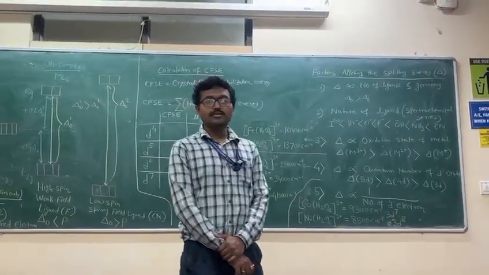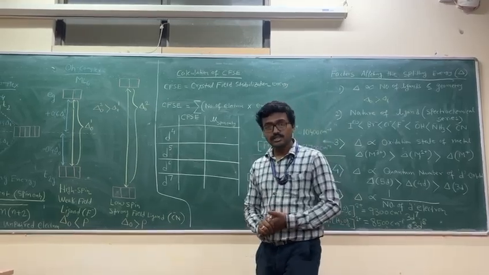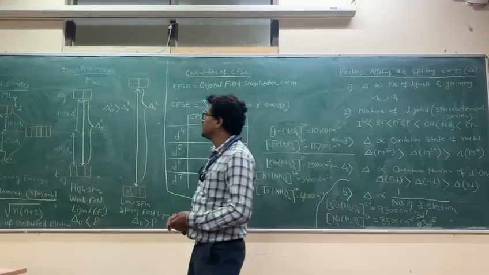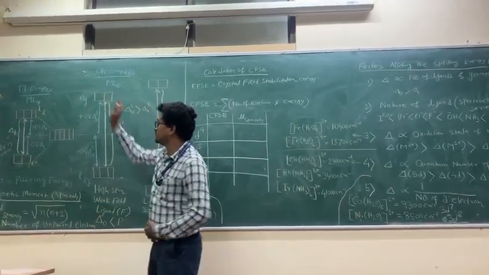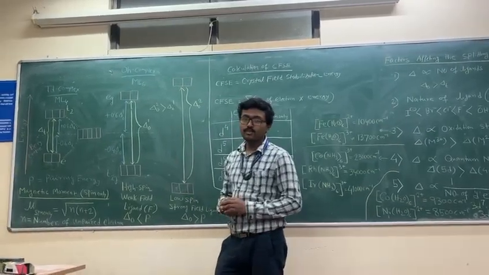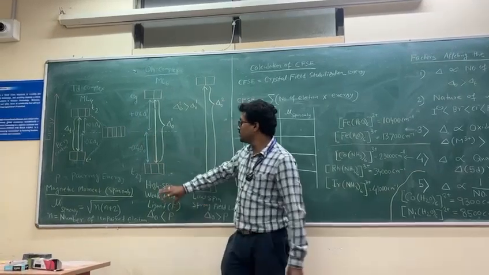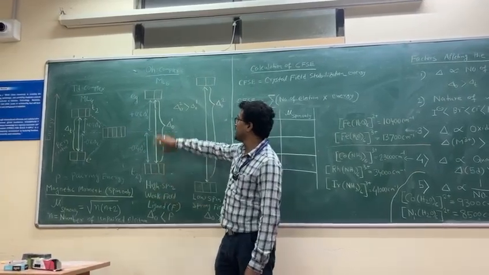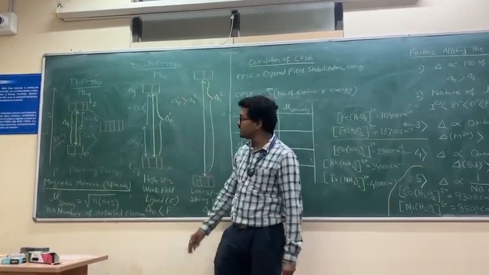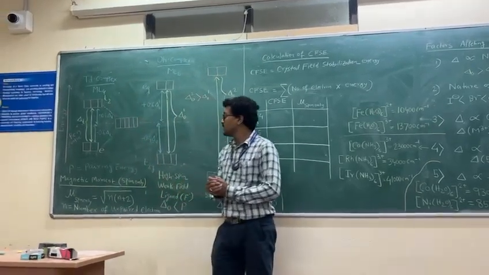So, hello everyone. Last class we discussed d orbital splitting in octahedral and tetrahedral fields, right? I told you that in the presence of ligands, d orbitals are split into two different sets: t2g and eg in case of an octahedral field, and e and t2 in case of a tetrahedral field.